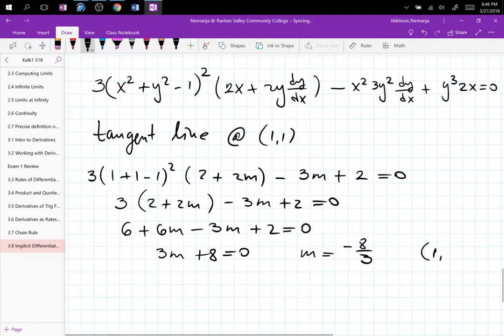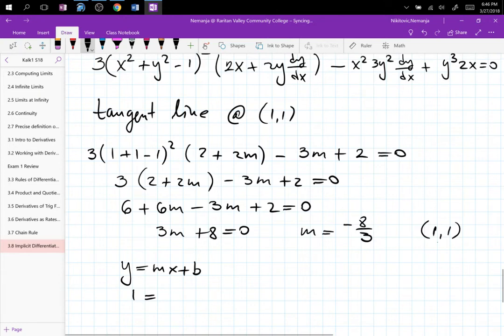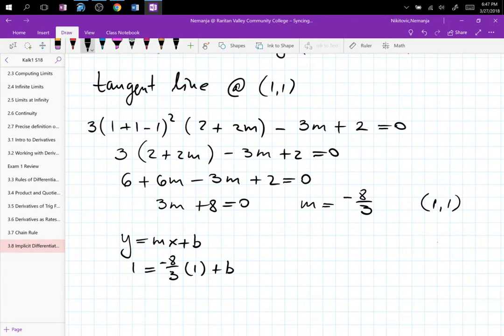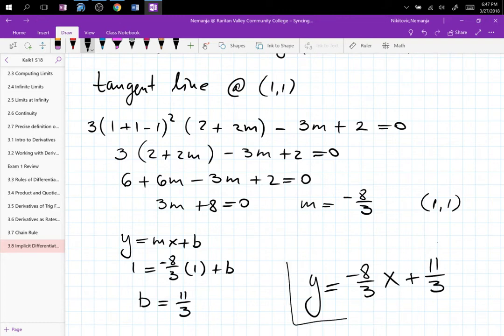We also have a point 1, 1, so y equals mx plus b. We have 1 equals negative 8/3 times 1 plus b. So b equals 11/3. So what's the tangent line? It's y equals negative 8/3 x plus 11/3. Great.